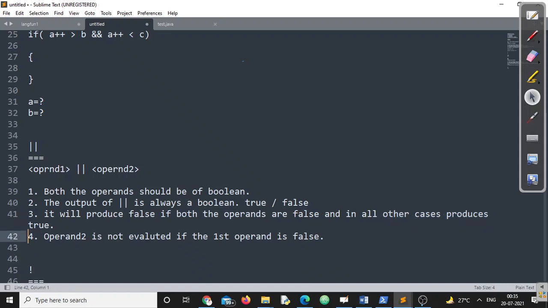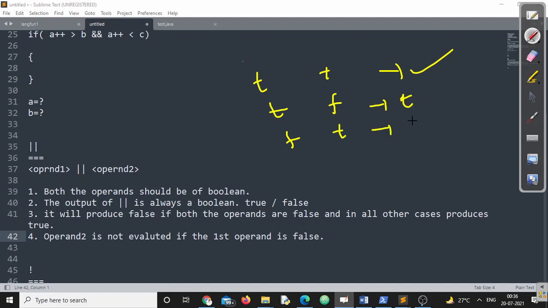Now similarly, you can cross check here for OR. If the first operand is true, second operand is true, that's fine. If the first operand is true, second operand is false, again this is true. If the first operand is false, second one is true, again this is true. If the first one is false, second one is false, this will be false.